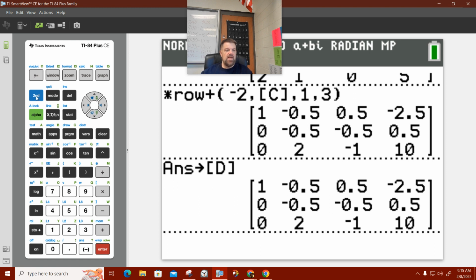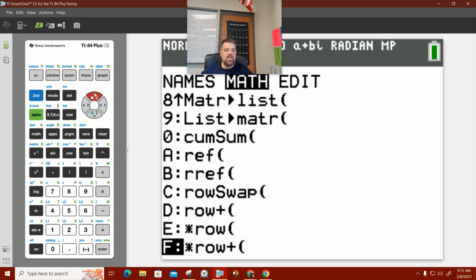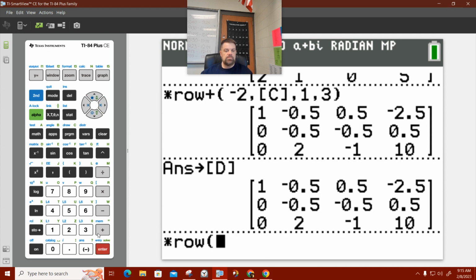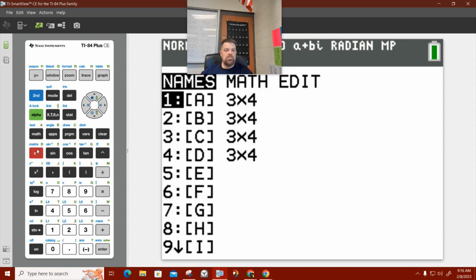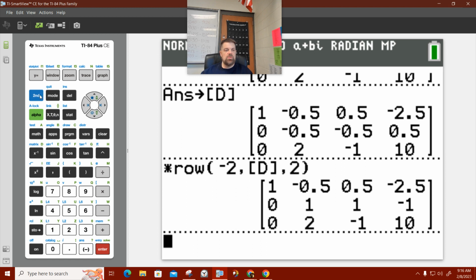Okay. And then I'm going to hit second matrix, do the math. I'm just going to multiply this time. I'm going to multiply by -2 of matrix B, or D, which is the fourth one. So instead of scrolling down, if I just hit 4, it'll automatically put that in there. Row 2, and then close that up. Boom. Now I need to store that. Oops, wrong thing there. Store onto matrix E.